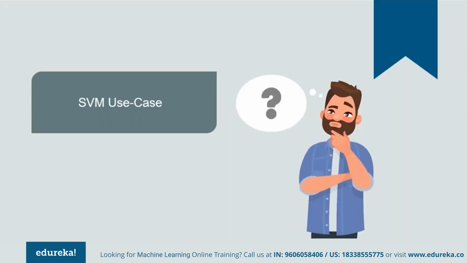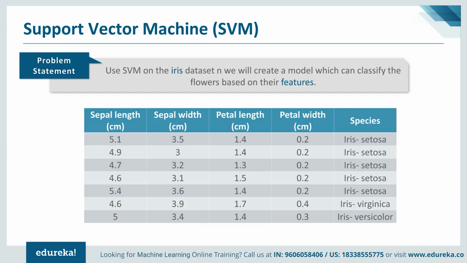So now moving ahead, we have an SVM use case. So now what we'll be doing, we'll be performing an SVM classification on the iris dataset. So we have already understood what exactly is an iris dataset and what features it contains. So here is the problem statement. Over here we have to use the SVM classifier on the iris dataset and you have to create a model which classifies the flowers based on the features.